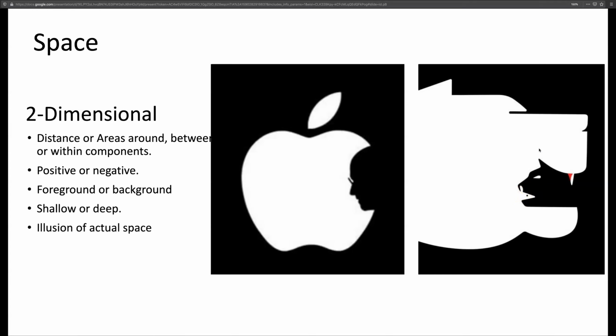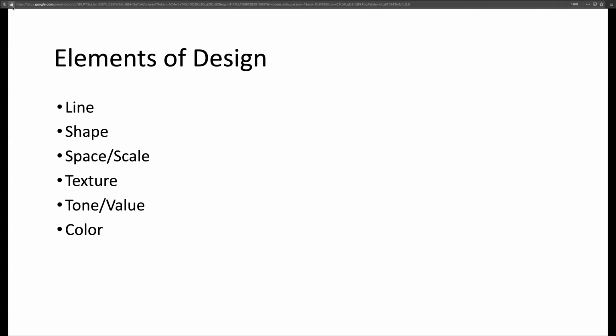These are really fun. The other things we can talk about in dealing with space are, are we revealing a shallow space or deep space that's showing a lot of perspective? And we're messing with the illusion of space, or is it actual space? So to reiterate the 6 elements of design that we'll be going over this semester: line, shape, space, which includes scale, texture, tone, value, and color.